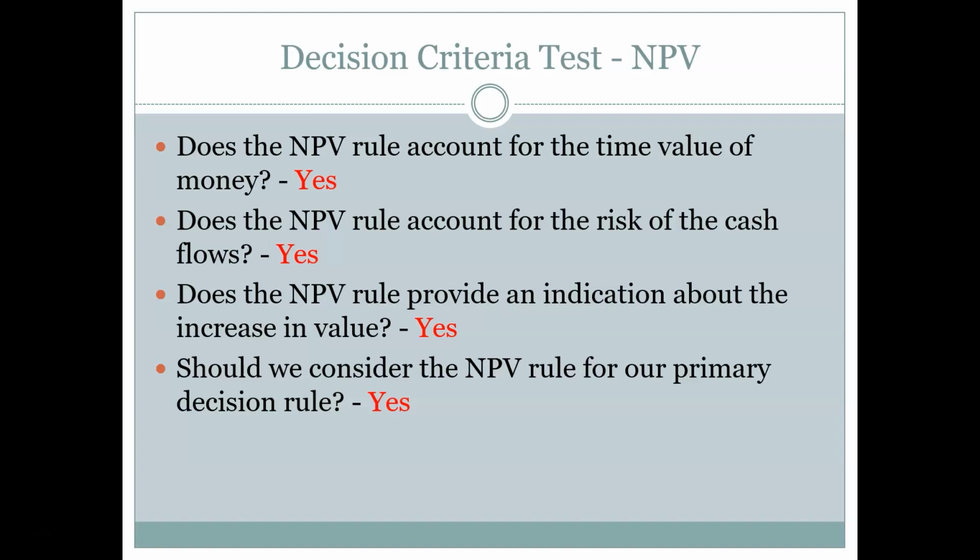Does the NPV rule account for the risk of the cash flows? And again, the answer is of course. The risk is accounted for when we assign the required rate of return for the project. And because we use the required rate of return as our discount rate, we take into account the risk of the cash flows. Does the NPV rule provide an indication about the increase in value? This is exactly what the net present value rule does. It tells us exactly in dollar terms how much value is provided.